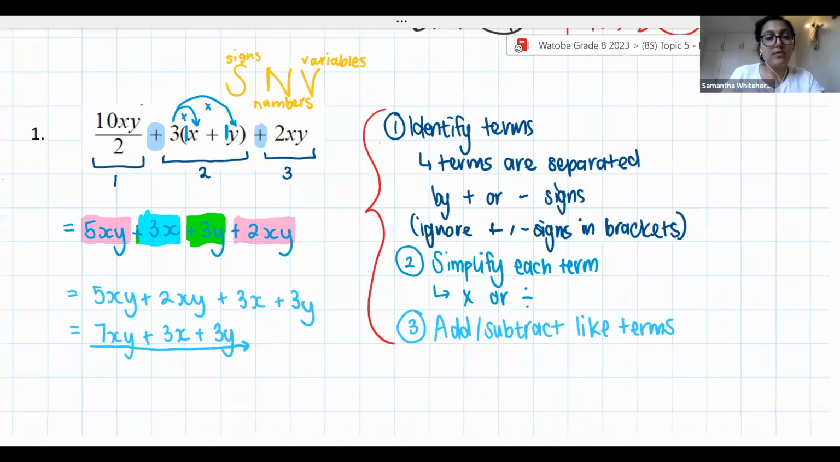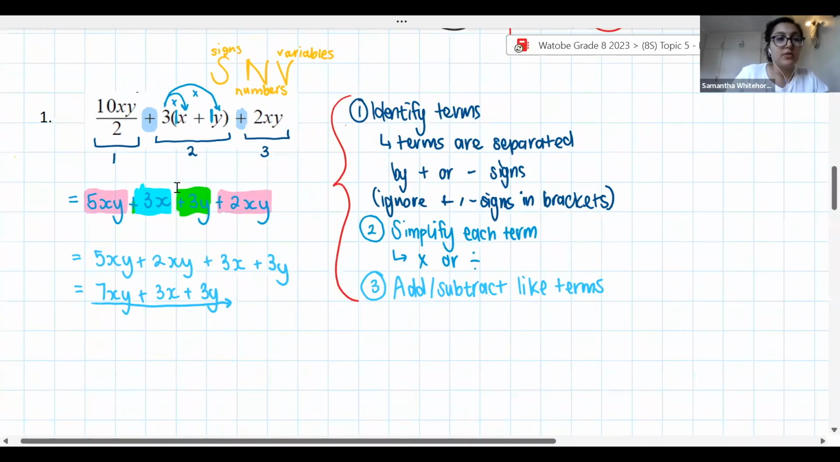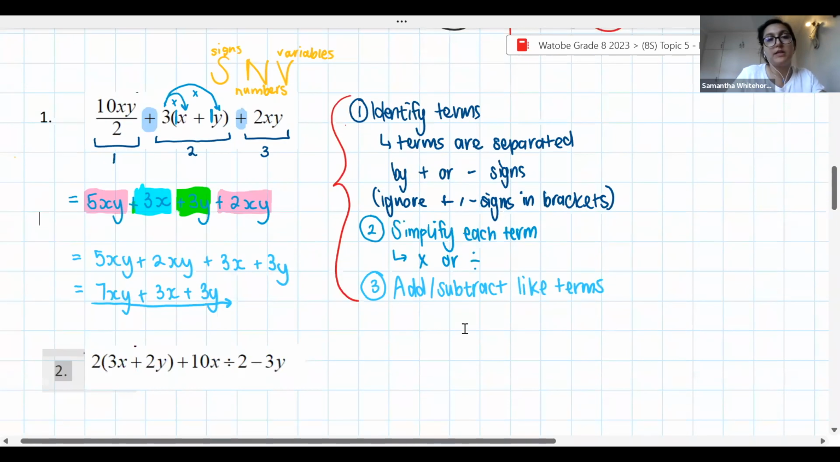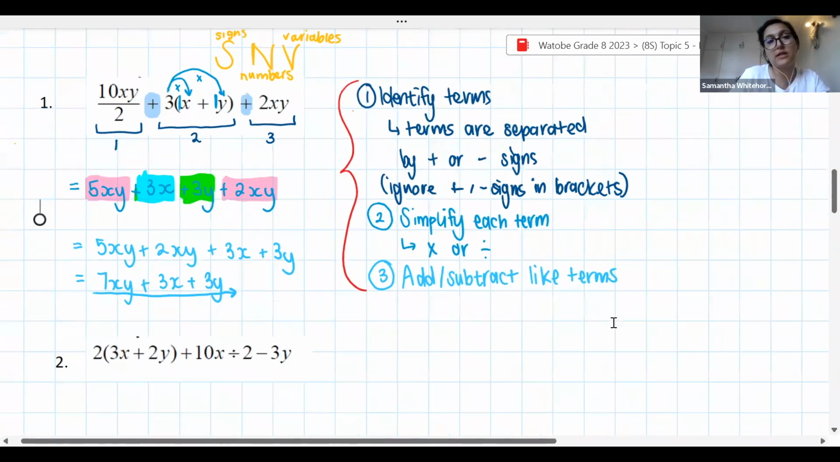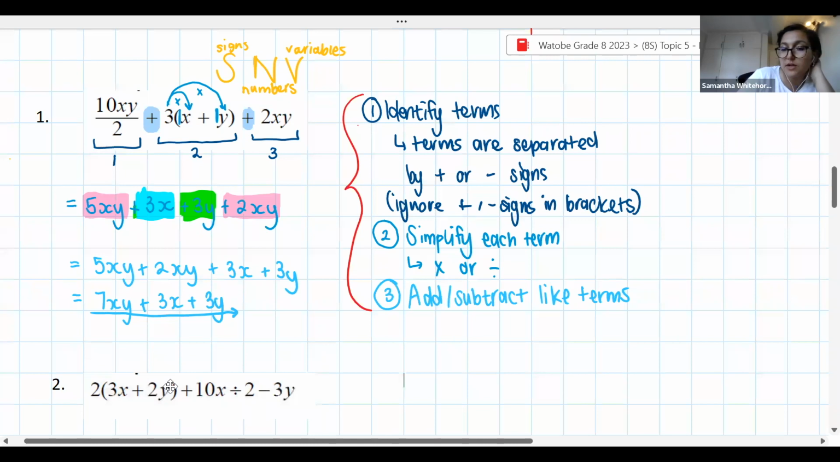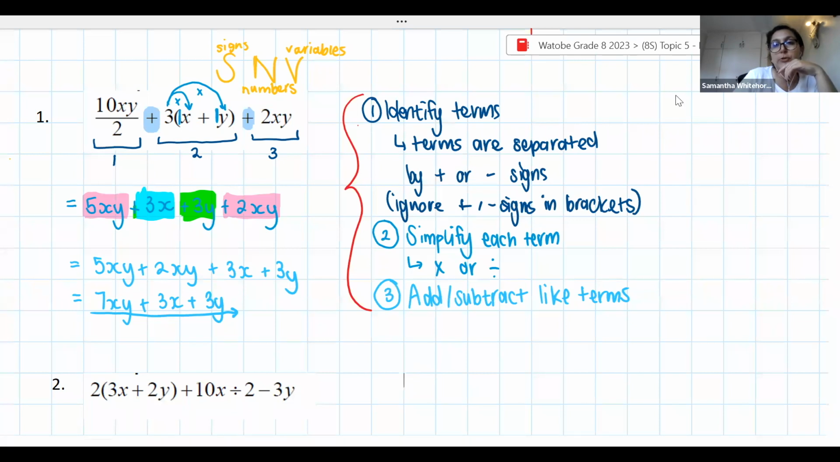Alrighty, so what I want you guys to try for me is question 2. Sorry, I'm just panicking a wee bit. I'm going to just move this up so that you can see what we did in question 1, so that you can see the 3 steps. But I want you to try question 2 for me. So identify your terms, simplify each term, and then find and add and subtract your like terms.